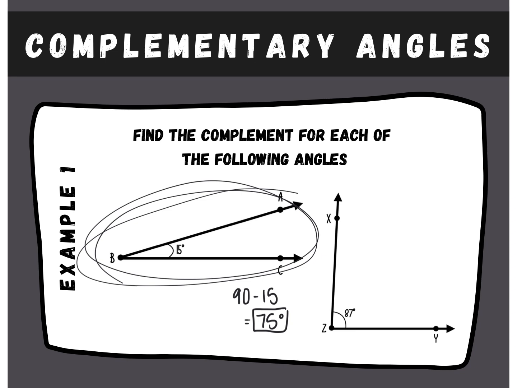Likewise, in this second problem, you're given an angle with a measure of 87 degrees. And I know that complementary angles have to have measures with a sum of 90 degrees. So I can subtract the angle I have, and then I can figure out that the complement to angle XZY has to have a measure of 3 degrees.